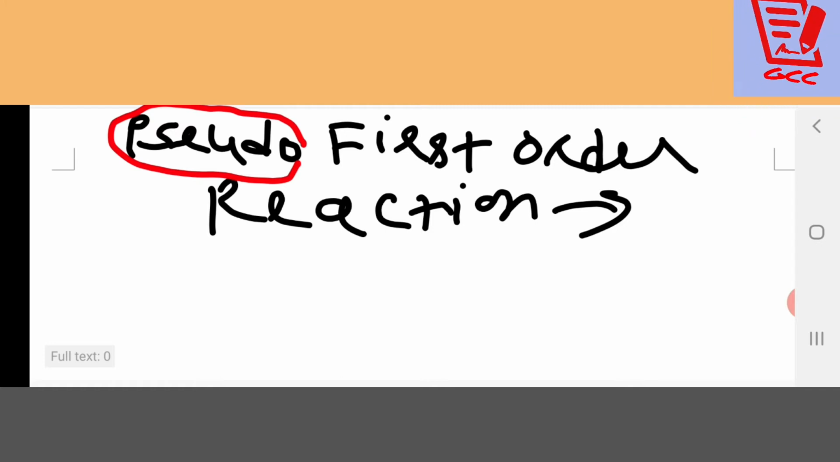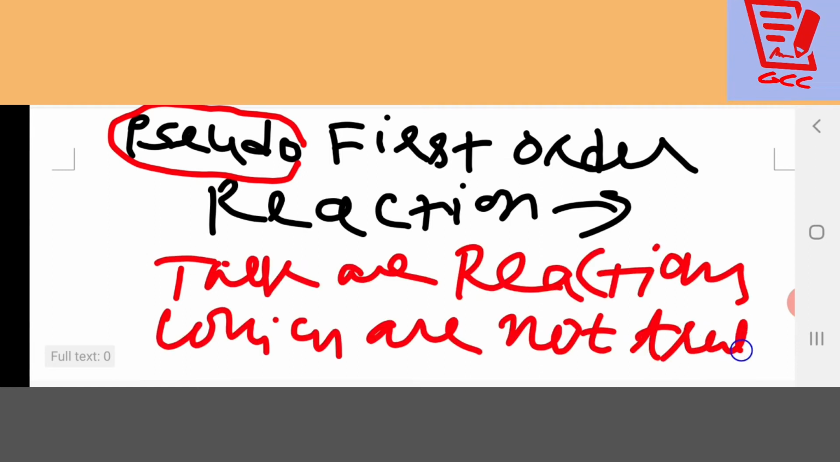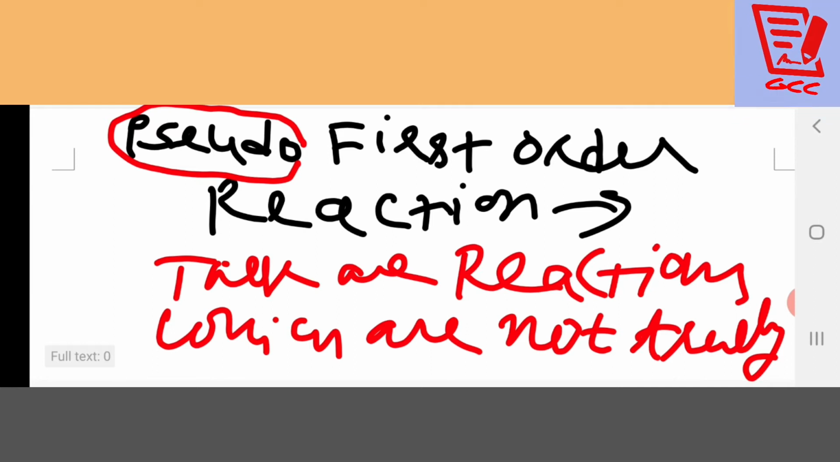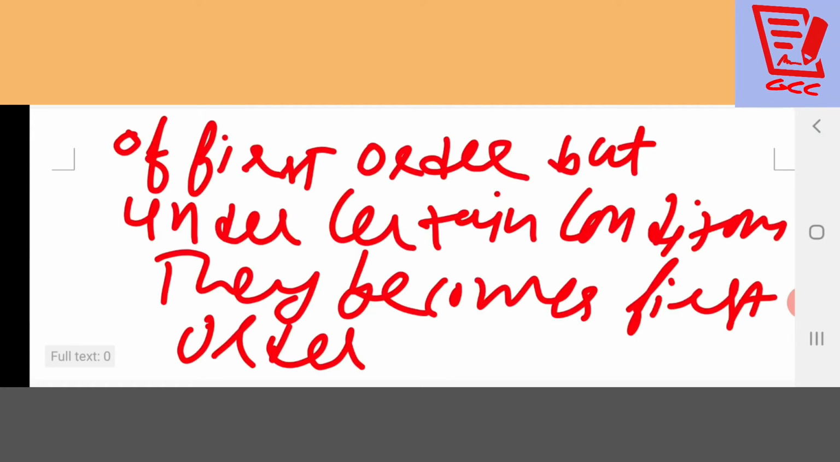Usually these are the reactions which are not truly of first order, but under certain conditions they become first order. Clear? Now we'll do some examples regarding that.